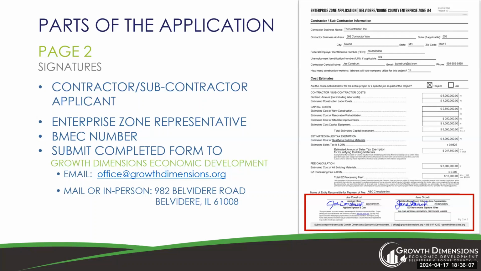You can submit the application via email to office@growthdimensions.org, or you can mail it or drop it off in person to Growth Dimensions at 982 Belvidere Road, Belvidere, Illinois, 61008. Please note that a building permit must first be obtained before processing the application and receiving the building materials exemption certificate.